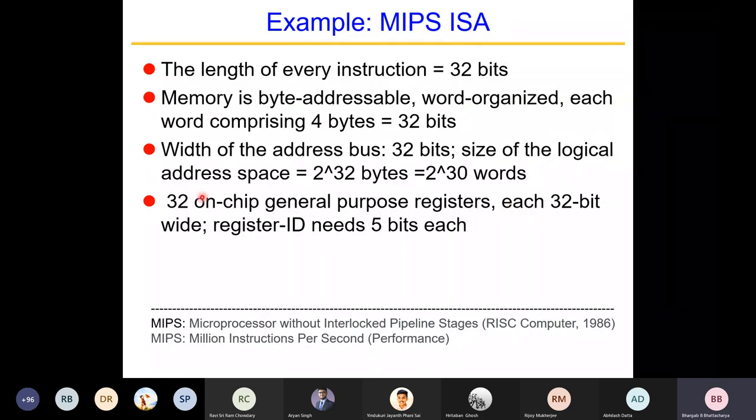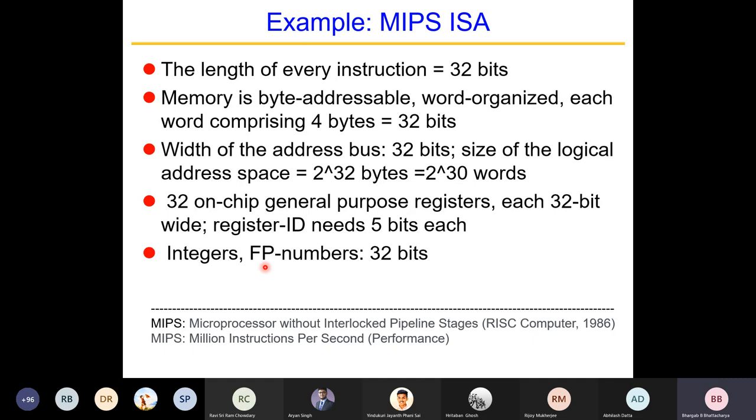And therefore, in order to designate or identify these registers, you need a 5-bit ID, right? Because 2 to the power 5 is 32. So you need a 5-bit string to designate one particular register. Clear?